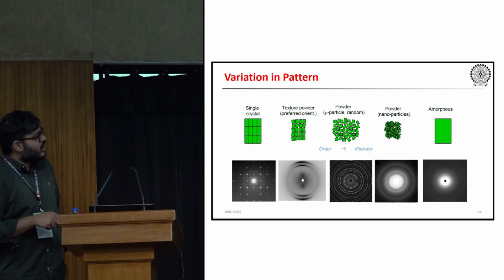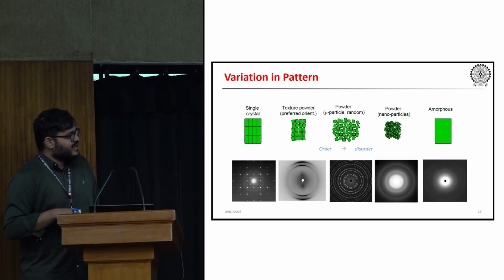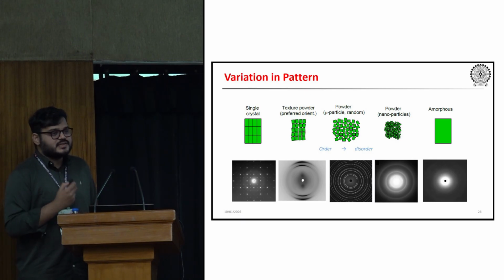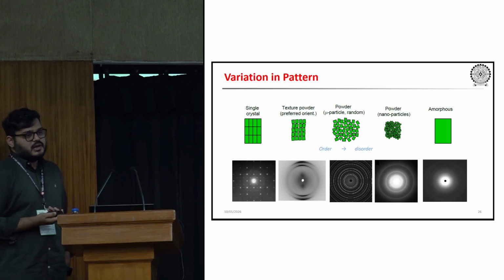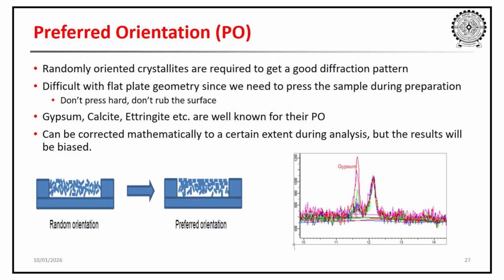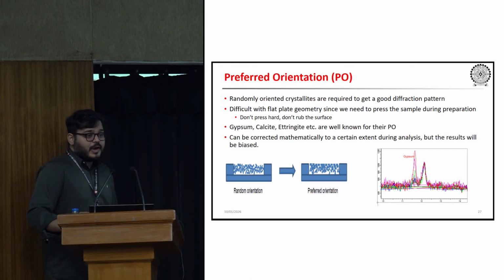And if you have a proper powder pattern, you see a diffraction ring, and as the powder becomes more and more amorphous, the distinct ring is gone and it's just an amorphous halo. So this is how the particle size is going to affect the quality of your diffraction pattern, right? The preferred orientation is something which is very common, and unfortunately some of the phases which we encounter in cement are known to have preferred orientation.